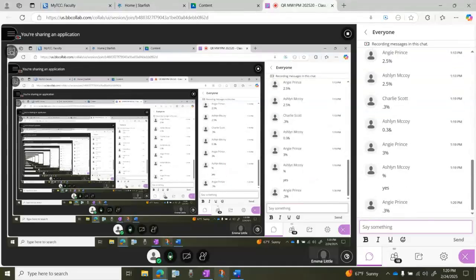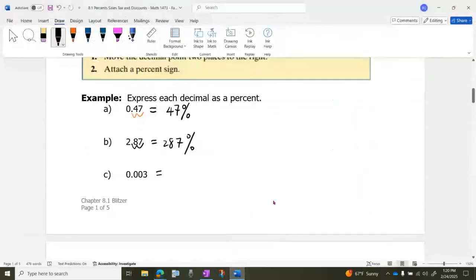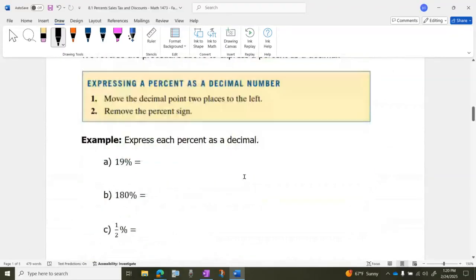Exactly. Very good. 0.3%. We move the decimal point to the right twice: 1, 2. So I have 0.3, and then attach the percent sign. That's it. I hope this practice helps.